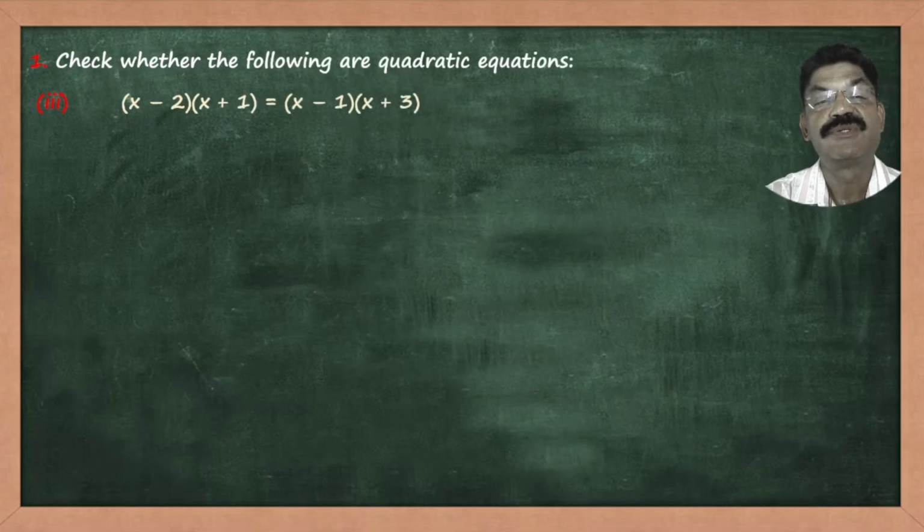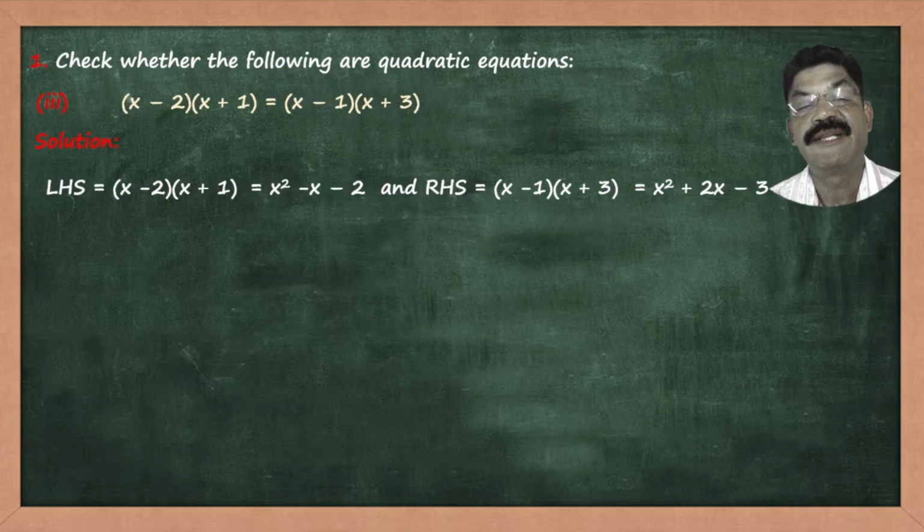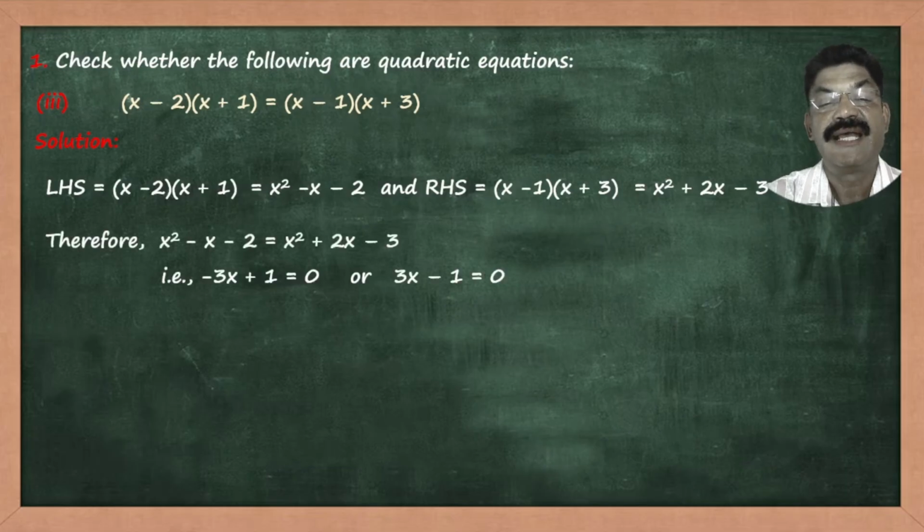Third problem, (x minus 2) into (x plus 1) is equal to (x minus 1) into (x plus 3). Left hand side, I expand it. (x minus 2) into (x plus 1) is equal to x square minus x minus 2. And the right hand side is x square plus 2x minus 3. Now I equate both. Obviously, both sides have x square, so definitely they will get cancelled. So I am left with minus 3x plus 1 is equal to 0, or 3x minus 1 is equal to 0. Very clearly it is not a quadratic equation because the x square term is missing. Therefore, it is not a quadratic equation.